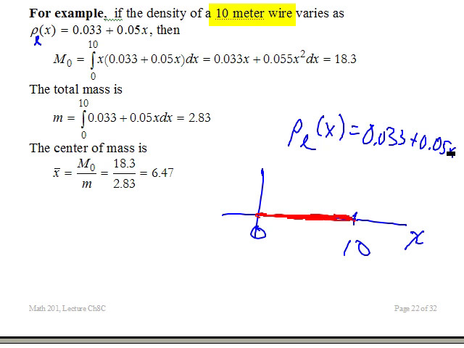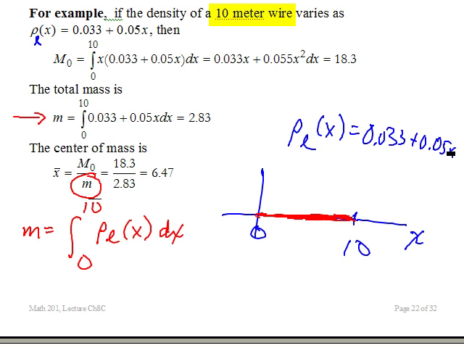The total mass is the integral from 0 to 10 of rho L of x dx. That's the total mass. That will appear in the denominator of the center of mass calculation. And the numerator is the moment about x equals 0, and that is the integral from 0 to 10 of x times the linear density. That gives me m0, which is the numerator.